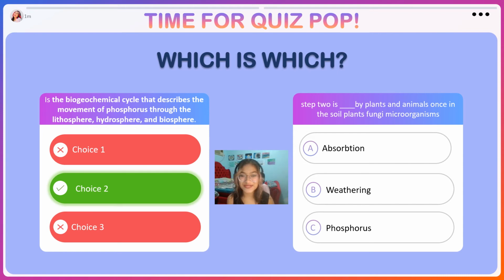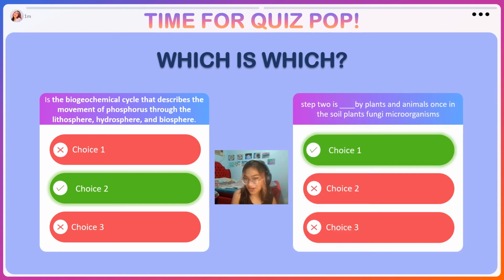Next, step 2 is blank by plants and animals once in the soil, plants, fungi, or microorganisms. So what is step 2? What do plants and animals do with the phosphorus? A. Absorption. B. Weathering. C. Phosphorus. It's absorption, our choice number 1.